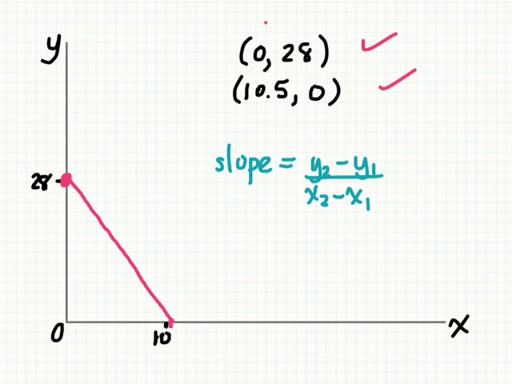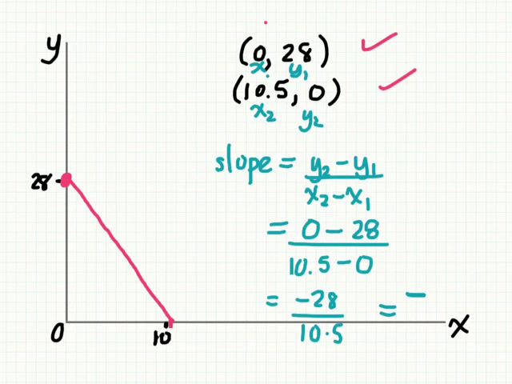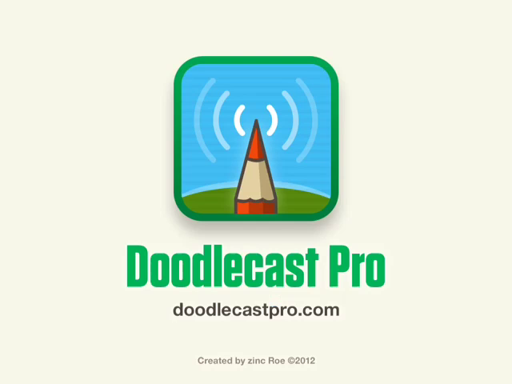Let's check. I'm going to make this x1, y1, and I'll make this x2, y2. Good. 0 minus 28 over 10.5 minus 0. What is it? Negative 28. So negative, good, over positive 10.5. Let's turn this into a decimal. What's a negative divided by a positive? So negative 2.6 repeating.